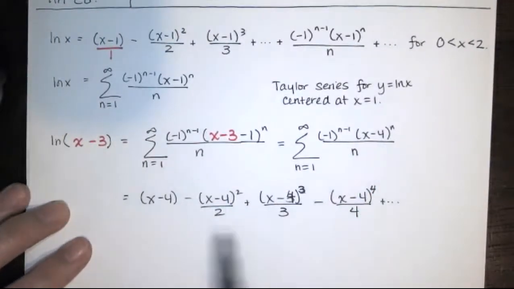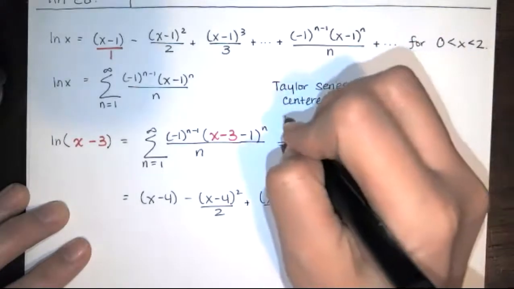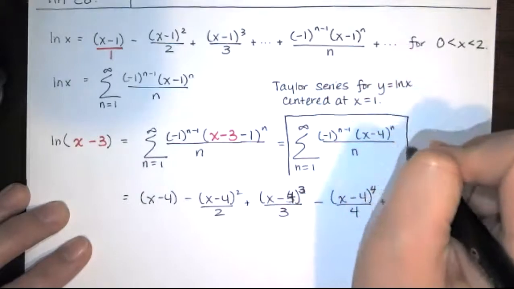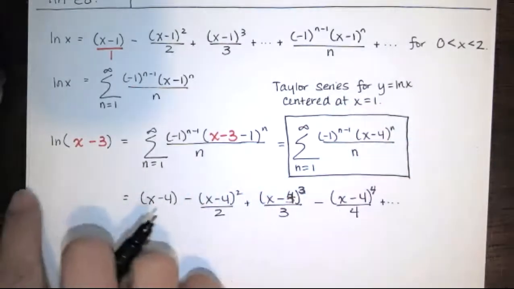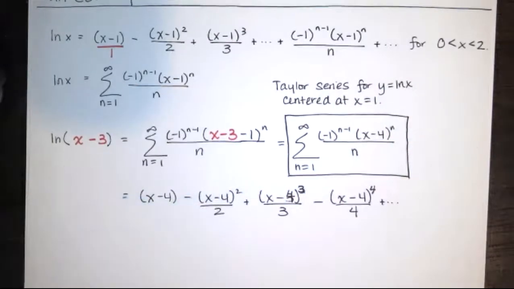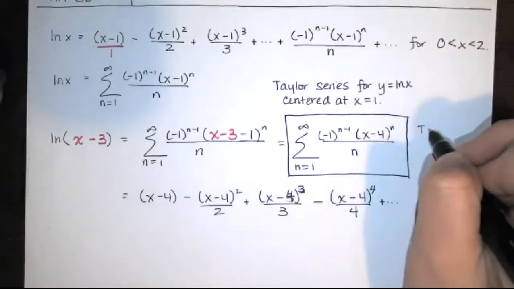But this is actually the series that they are expecting you to enter. And so this is the answer that you would enter. But the problem is this is not a Maclaurin series for this function. This is a Taylor series for this function.